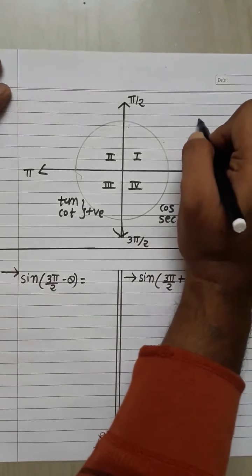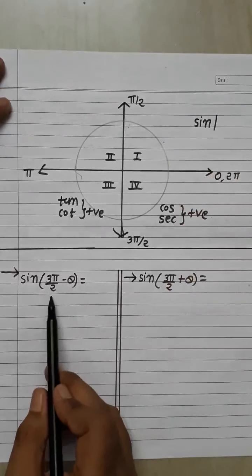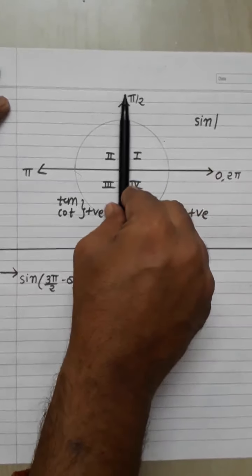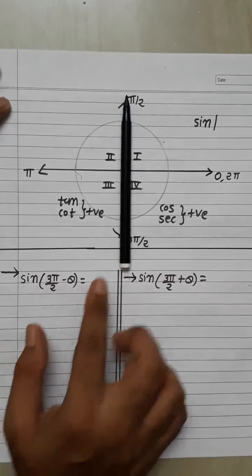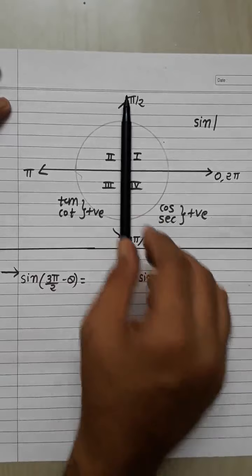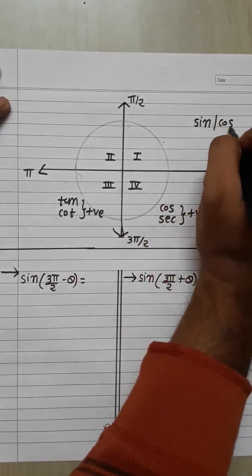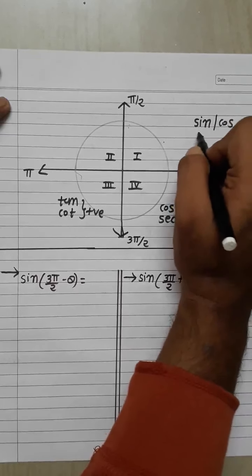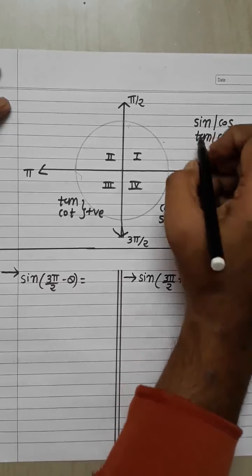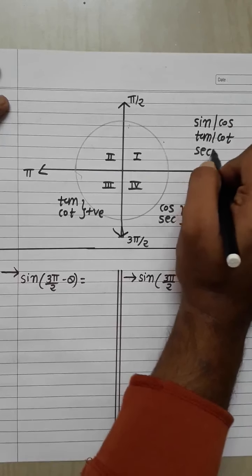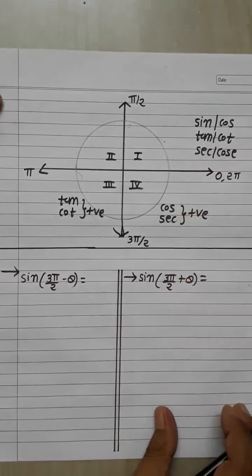Once again, sine form is present, 3π/2, so again 3π/2 is present on the y-axis, right? And this value is present on the y-axis, so change the position of the function. So in place of sin we write cos, in place of cos sin, tan in place of cot, cot in place of tan, sec in place of cosec and cosec in place of sec.